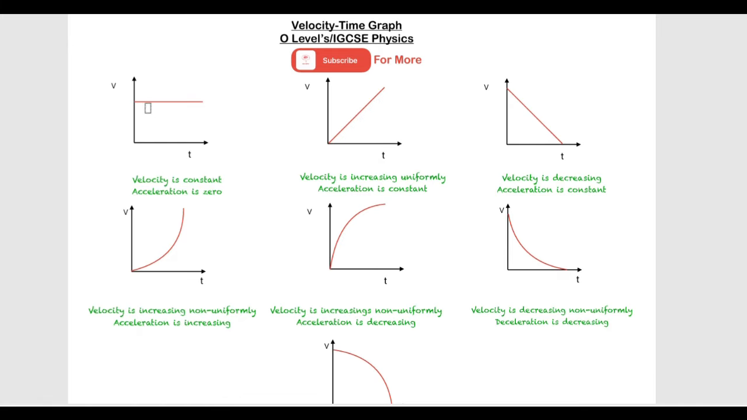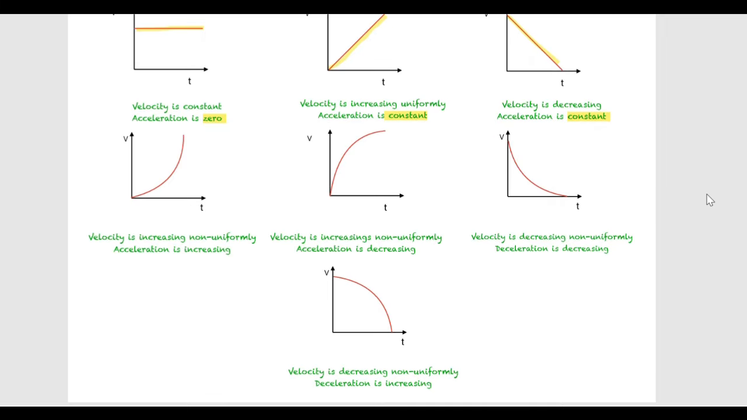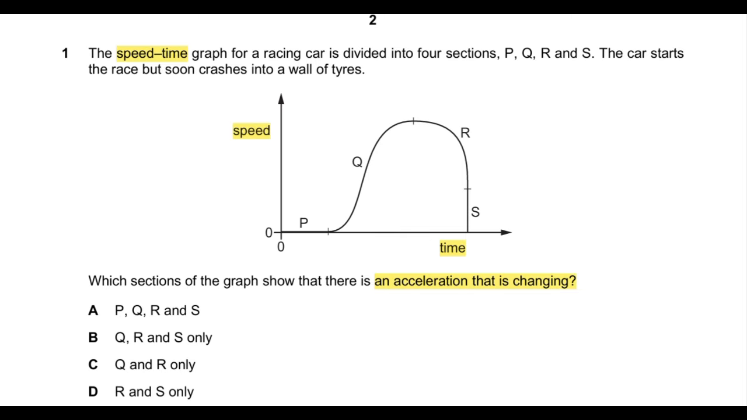If we see velocity time graphs, when the line or curve is straight, this shows that the acceleration is either zero or it is constant. When VT graph shows curves like this, or it can be a decreasing gradient like this, this shows that the acceleration is changing. Either the acceleration is increasing or decreasing, or deceleration is decreasing or increasing. So the key is that if velocity time graph show curves, that means acceleration is changing.